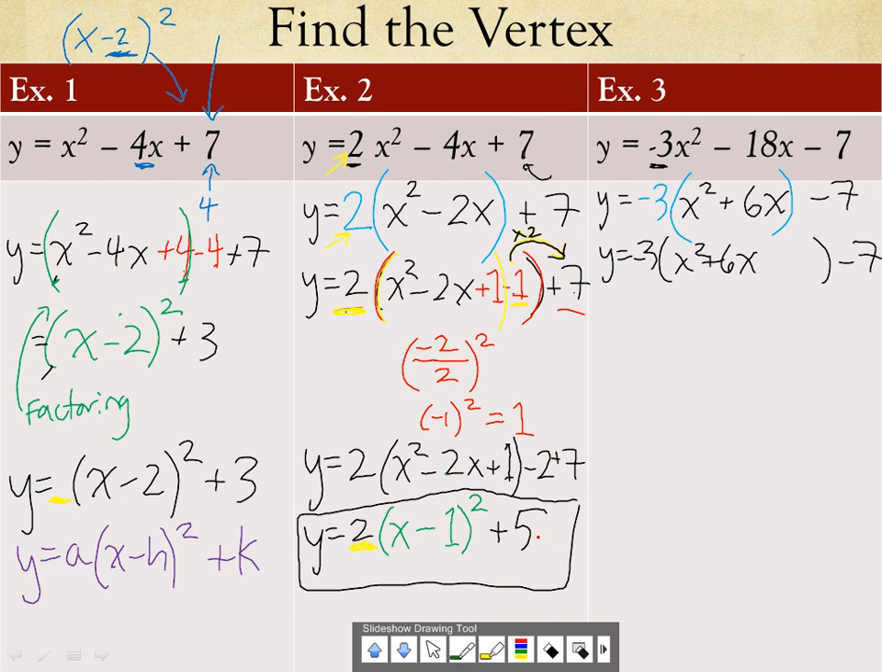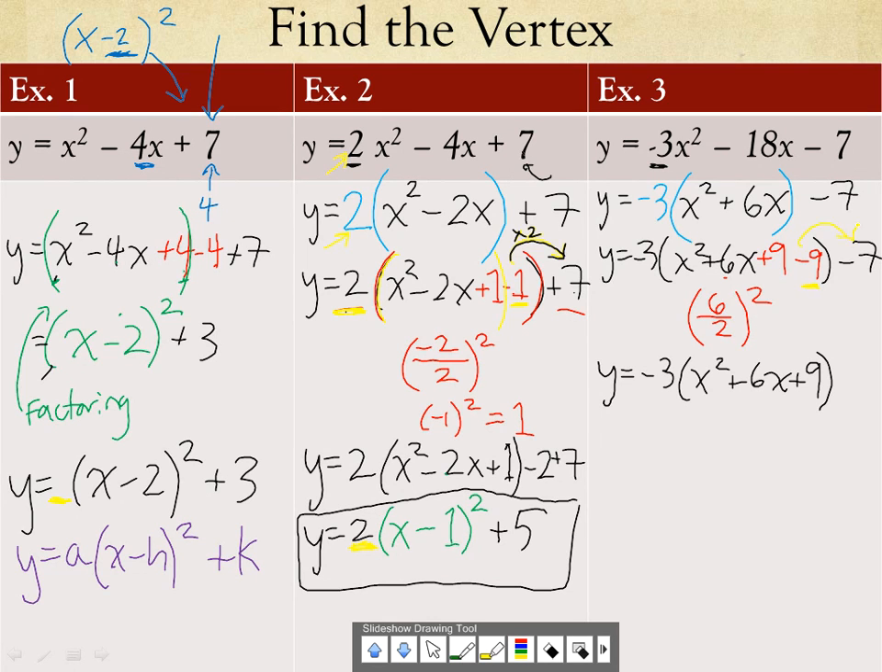And now I'm looking for that special number again that I have to add and subtract. I usually call it the special number, okay? So I'm looking at this middle one. I'm going to take that middle one, the plus 6, divide it by 2, and then square it. So 6 divided by 2 is 3, and 3 squared is 9. So I add 9 because I want to, and then I subtract 9 because I have to, so that I don't actually change my equation's value. All right, so that leaves us with y equals -3 times (x squared plus 6x plus 9), and I want to end the bracket there, but there's this -9 again that's in my way. It's not part of my perfect square, so I don't want it to be there.